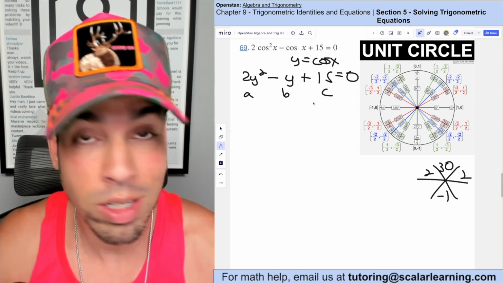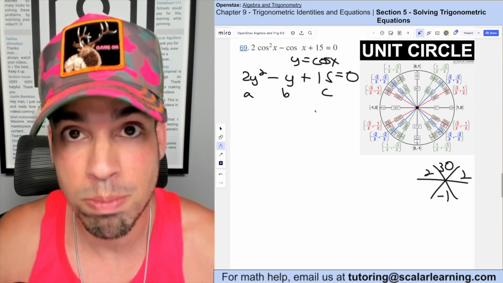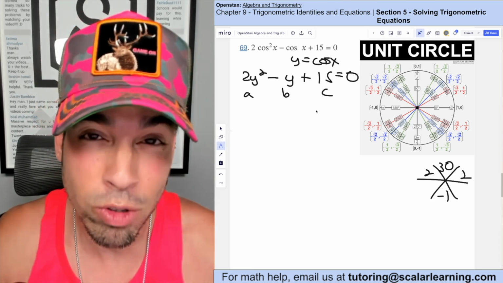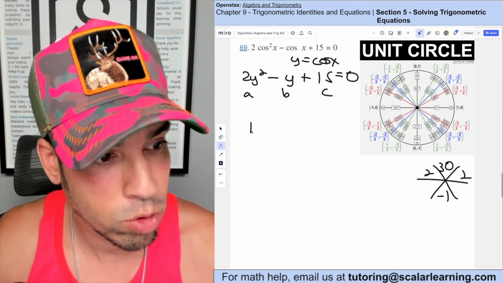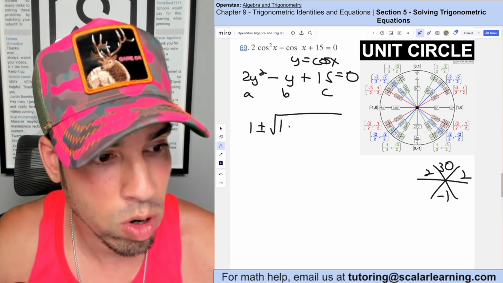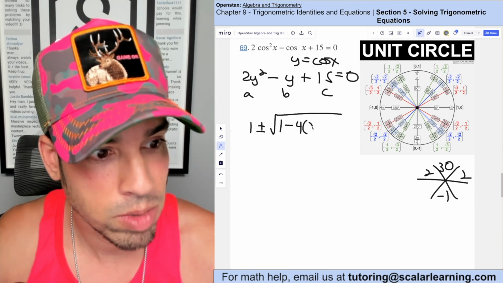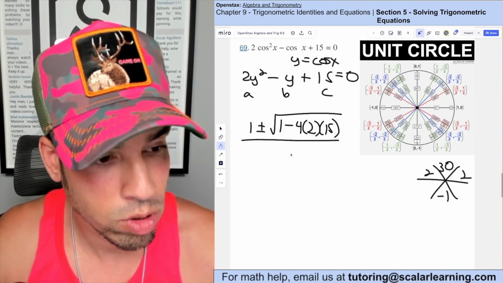So our only option is to use the quadratic formula, which is negative b plus or minus square root of b squared minus 4ac all over 2a. So we got a, b, and c. Let's do it. So negative b, which is 1, plus or minus the square root of b squared, which is 1, minus 4 times a times c, all over 2a, which is 2 times 2, which is 4.